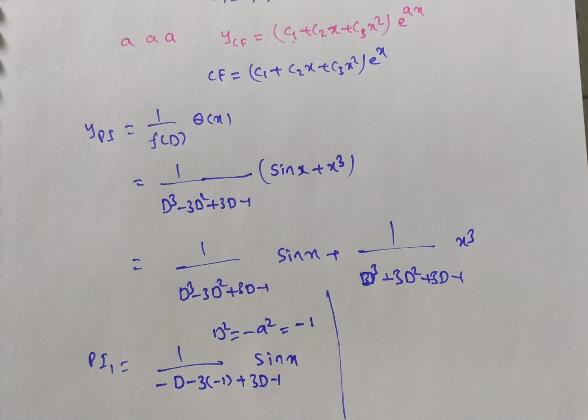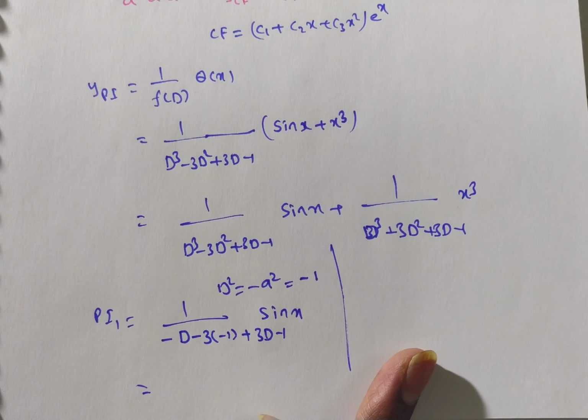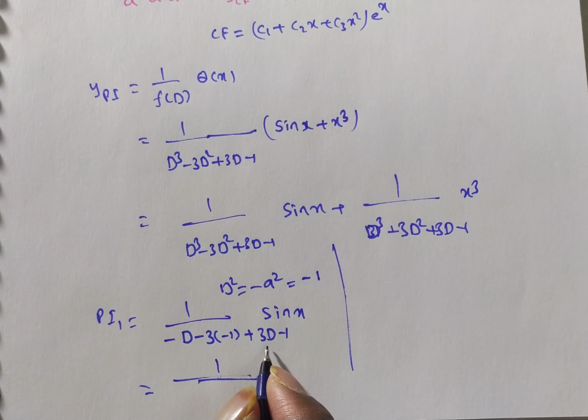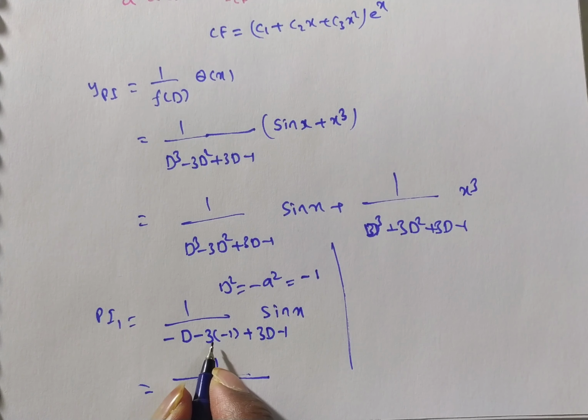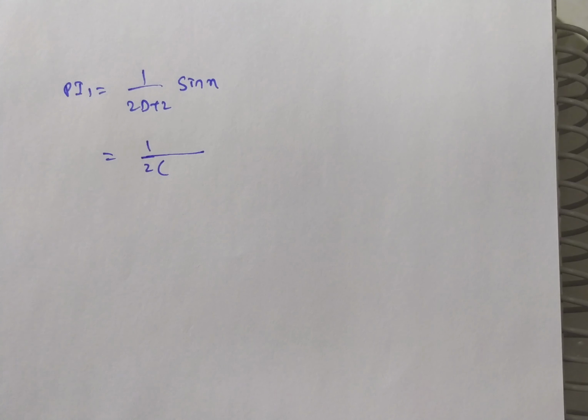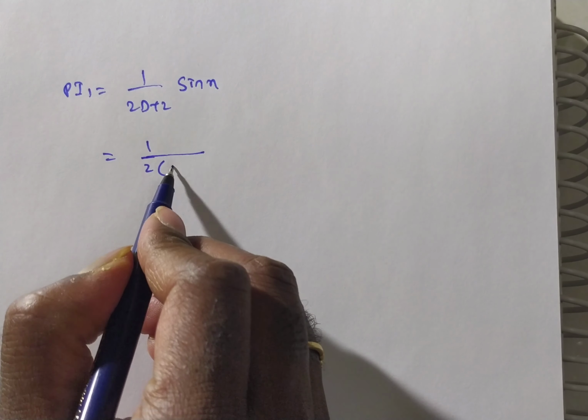Now if you simplify, then we will have 1 divided by, you see, this is 3D minus D, nothing but 2D. Next, this is plus 3 minus 1, nothing but plus 2, into sine x. So PI1 is 1 by 2D plus 2, sine x. So you can take 2 as common, then we will have 1 by 2 times D plus 1 into sine x.